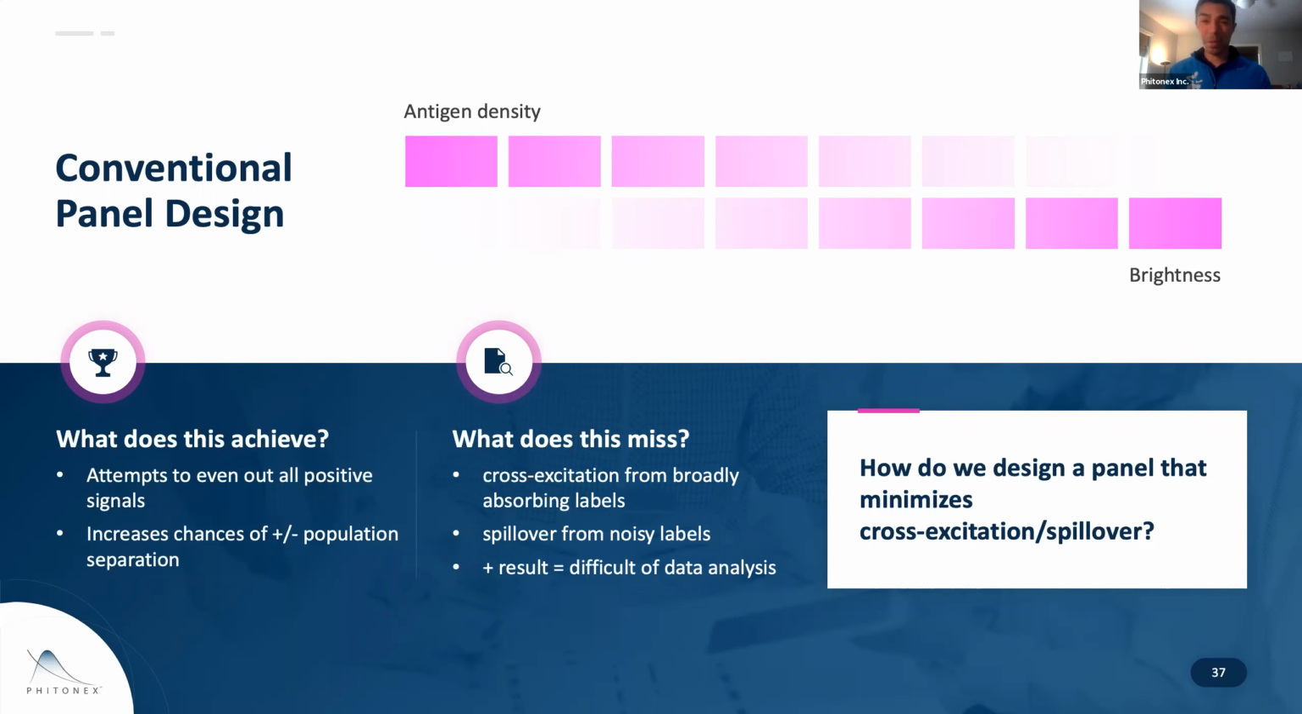Spillover from noisy labels continues to be the not-magic part of flow cytometry. The more we cram together, relying on the underlying dye performance, we do have channels, particularly in a high-parameter space, where we're detecting more spread than signal. That's scary. Why is it scary? It's scary because of the difficulty of data analysis and data interpretation.